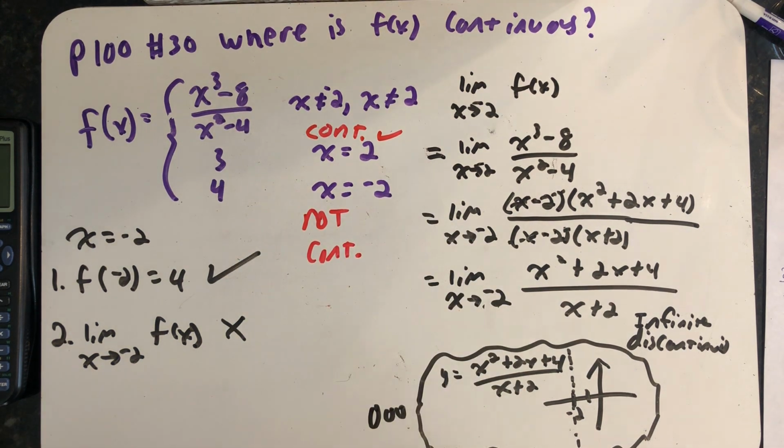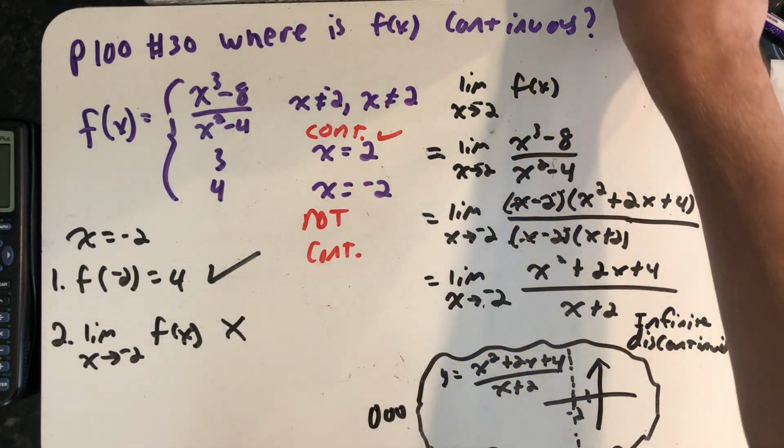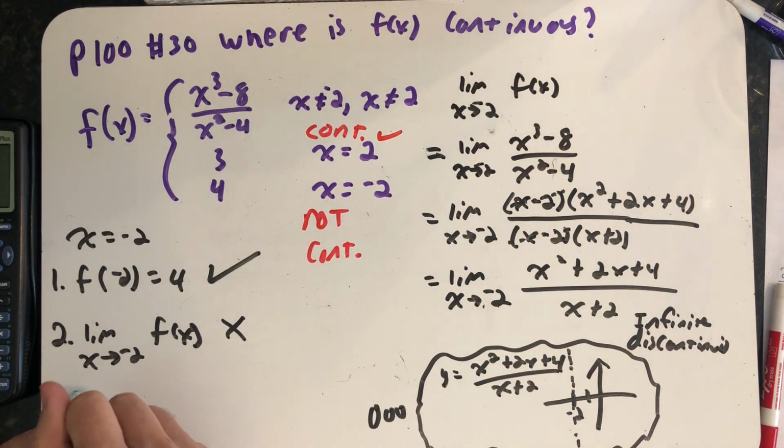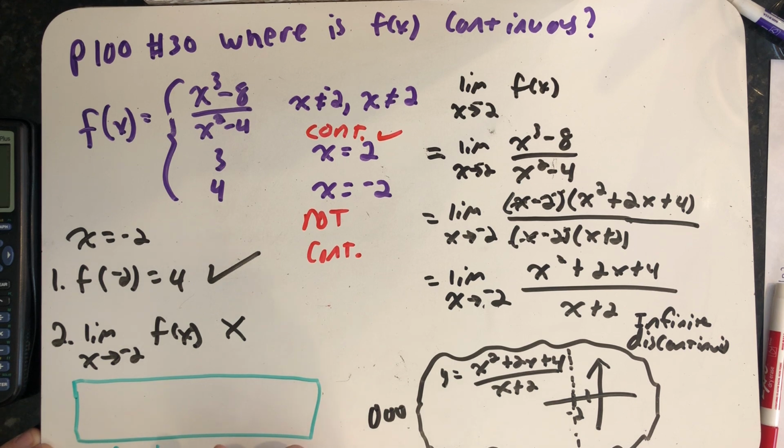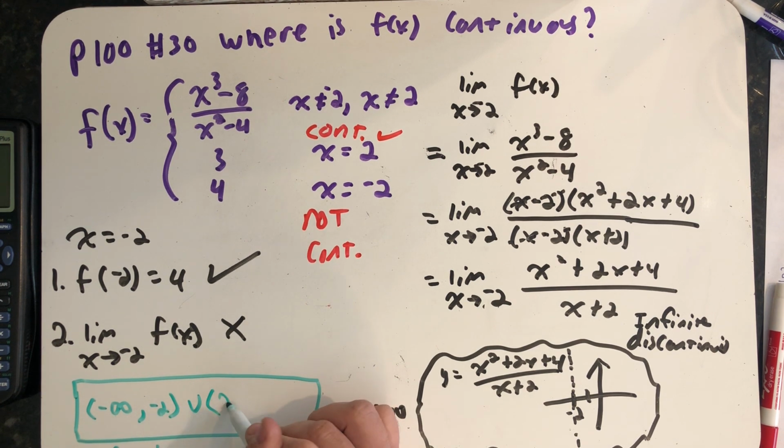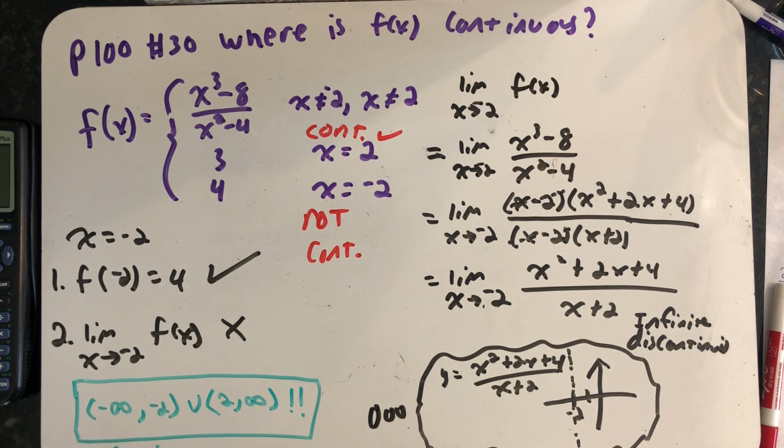All right, so I tested the only two interesting places. For all other values of x, my function is continuous. So down here, I'll give you my final answer, where my function is continuous. Well, it's continuous from minus infinity all the way up to minus 2, but I have to kick minus 2 out, and then it's continuous on the interval after that as well. All right, the exclamation points aren't necessary, but there's my solution to problem number 30 off of page 100.